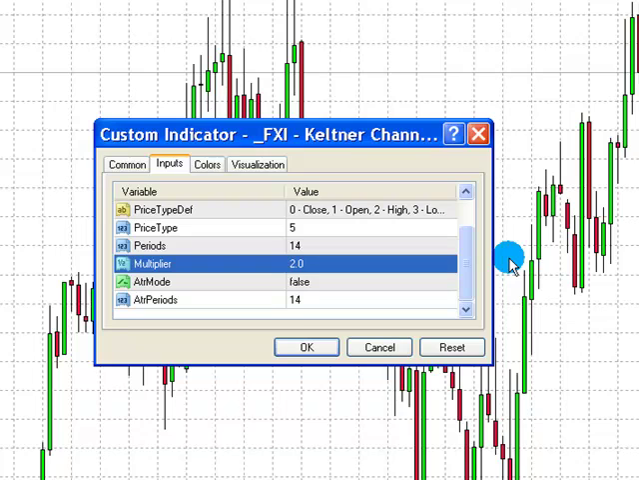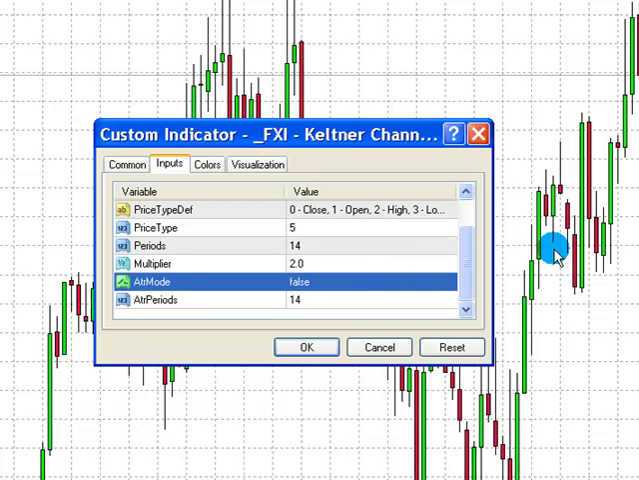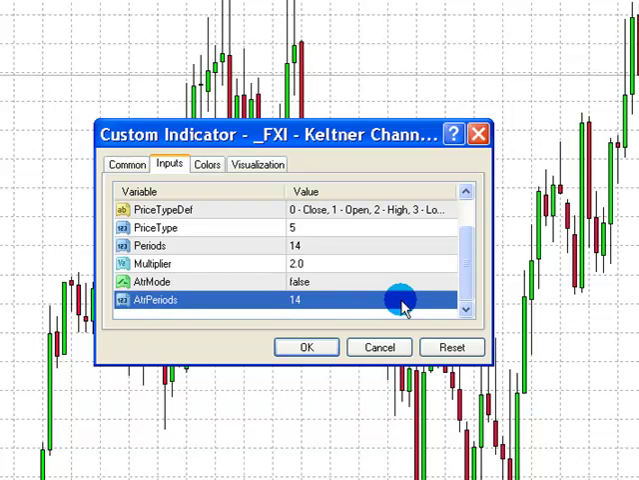The traditional Keltner channel uses the high and low range over the last periods, in this case 14. We've added the ability to use the average true range. If average true range mode is set to true, we'll use the average true range instead of just the high-low range. The ATR adds a little bit of adjustment for the range based on the open and the close being related to each other, and then you can set the periods for the average true range.